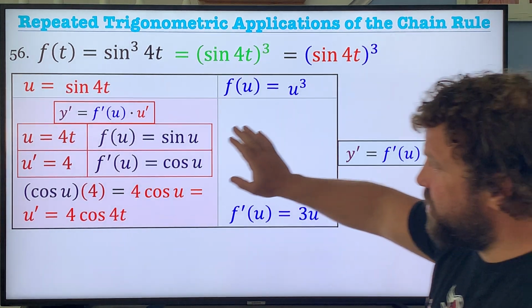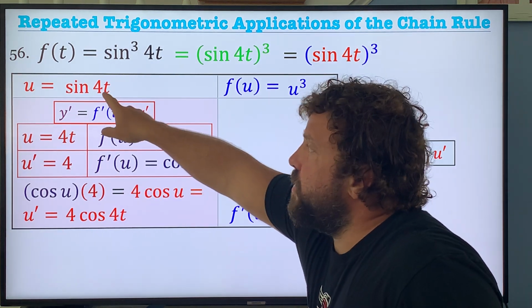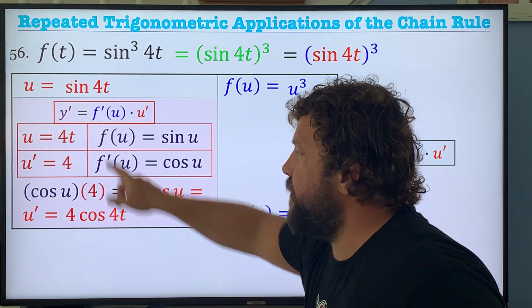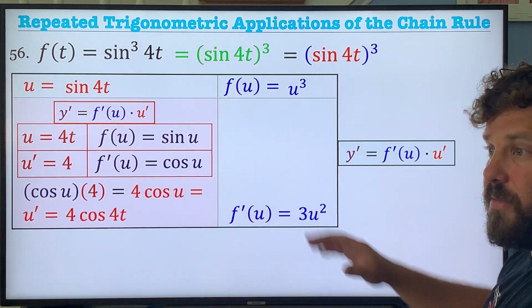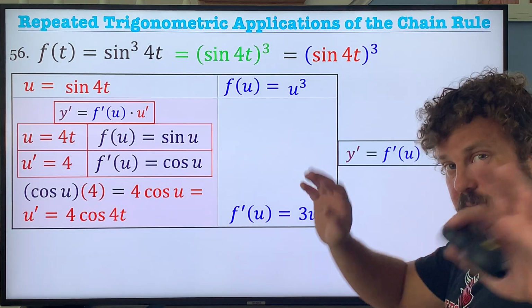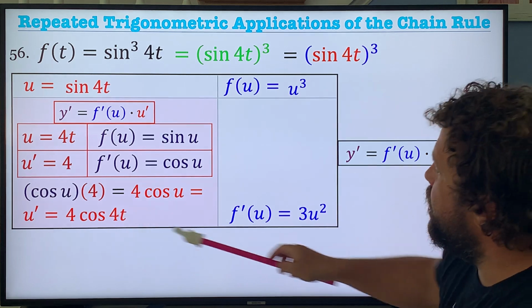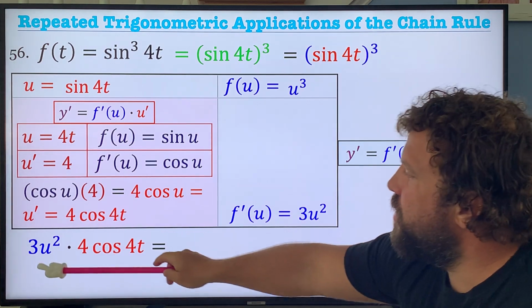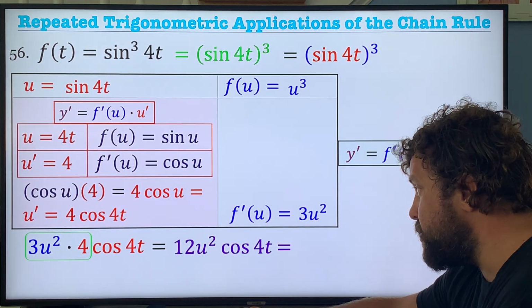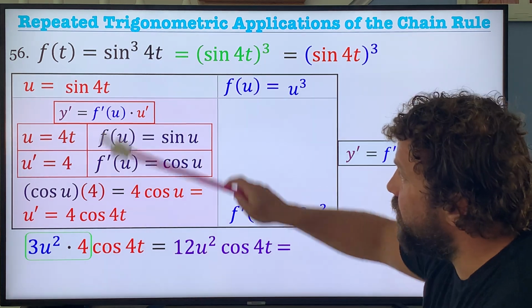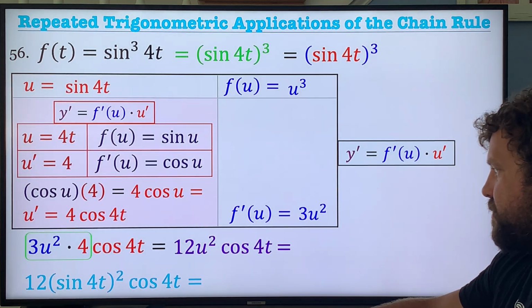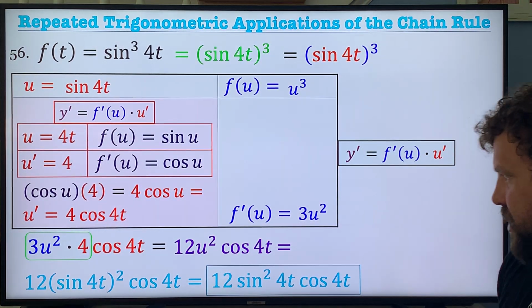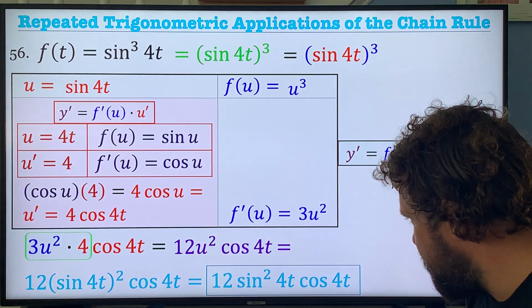You can 100% do this in your head. I go derivative of sine of 4t is 4, so 4, derivative of sine is cosine, and keep my 4t. You shouldn't have to write it all out. But a lot of students were like, where did that come from? So I wrote it out. Anyway, u prime times f prime u, we're done already. 3u squared times 4 cosine 4t. 3 times 4, 12u squared cosine 4t. 12, our original u, sine 4t, squared, cosine 4t. And then just take that squared and put it next to the letter that says sine. So it's 12 sine squared 4t cosine 4t.